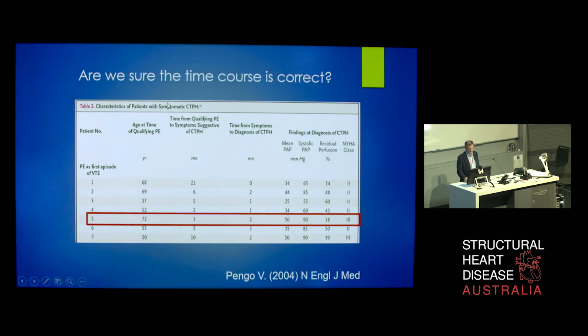And if you go into that article in some detail and look at some of the patients, let's look at this patient 5. The time from the qualifying pulmonary embolus to CTEPH was 3 months, but yet the PA pressure had a mean of 50 with a systolic pressure of 90.